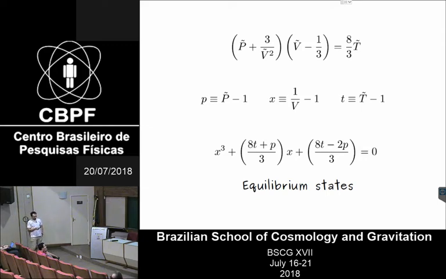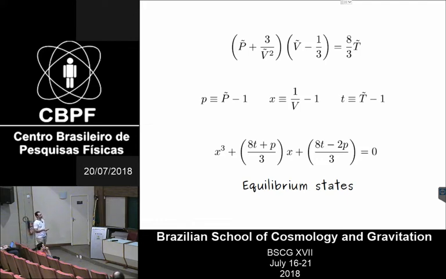Okay. So let me just remind you that this equation describes the equilibrium states of the system, right? Could be unstable equilibrium. We all know about supercooled gas and superheated gas. That's all what it is about. But so this is, if this is the equilibrium state, right?